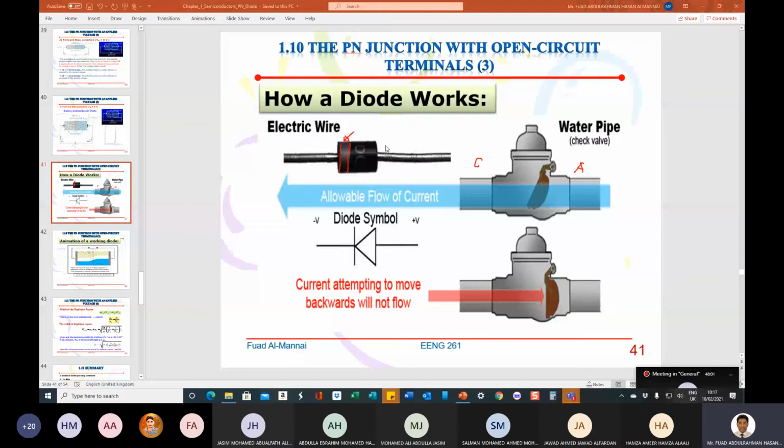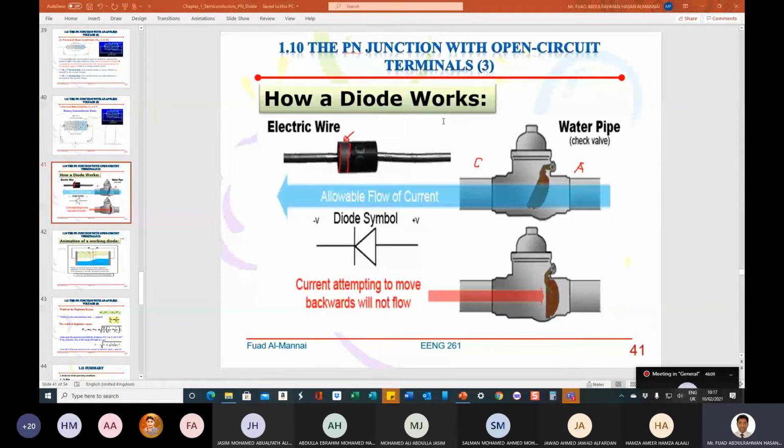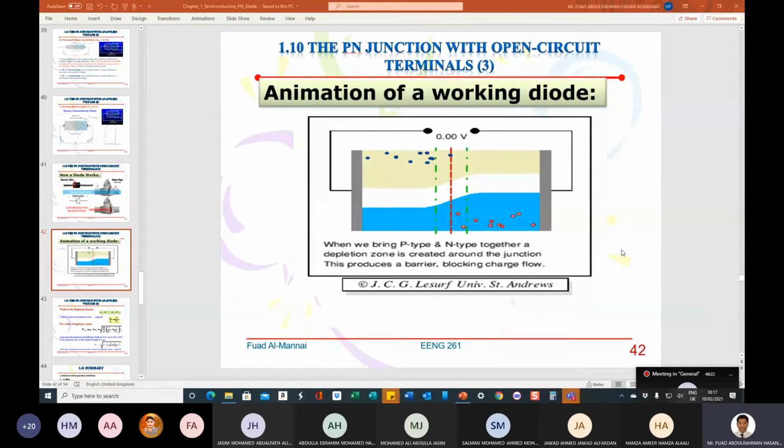Any questions? Okay, I talked so much about the diode, forward bias and reverse bias. Now let's see a video, just a clip. Okay, there you go. Does it work? Doesn't work. No, it will work in a minute.